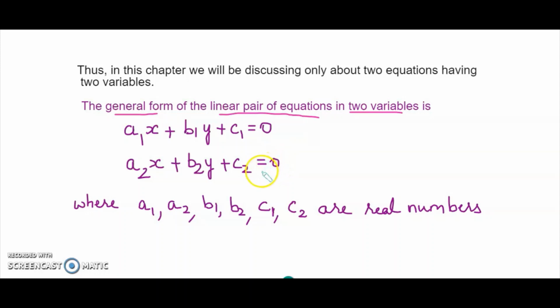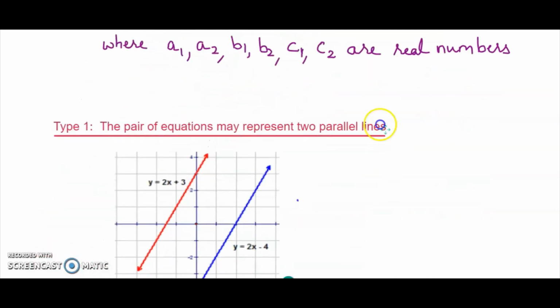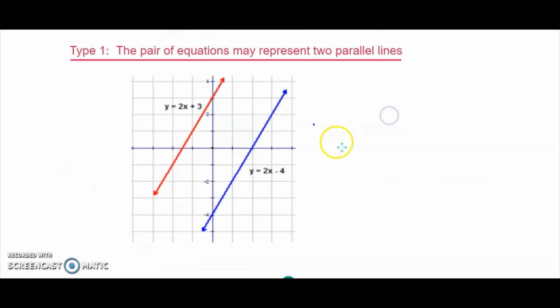Now, these equations are represented by two variables. So, we can graph them. That means indirectly the linear pair of equations are representing lines. So, we have three conditions which we will be looking at. If the pair of equations are represented by two parallel lines. So here I have the first equation, y equals 2x plus 3 and y equals 2x minus 4. They both are two equations having two similar variables, x and y. So these two equations represent lines and those lines are parallel.